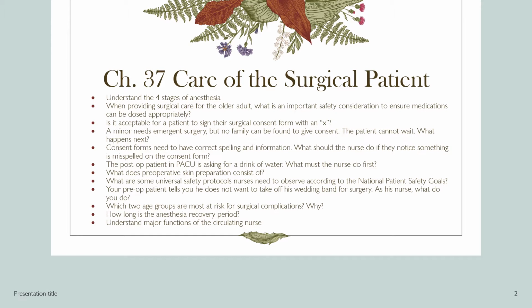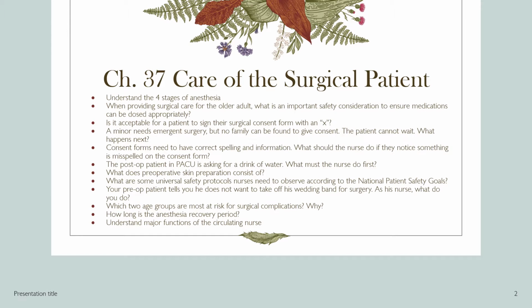When providing surgical care for the older adult, what is an important safety consideration to ensure medications can be dosed appropriately? We can see that also on page 752 in the Lifespan Considerations green box. Accurate height and weight data of the older adult are important to obtain for calculation of anesthetic agents and medication dosages. Kidney function declines in the older adult, and drugs are not eliminated from the body as quickly. Reduced dosages are often needed.